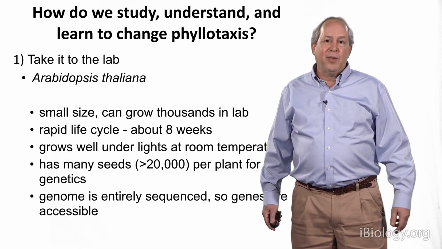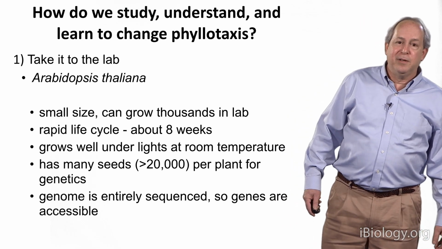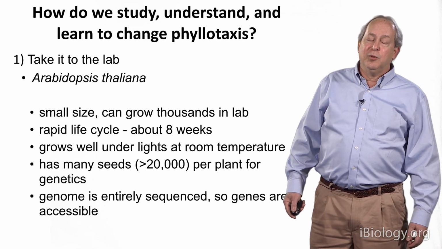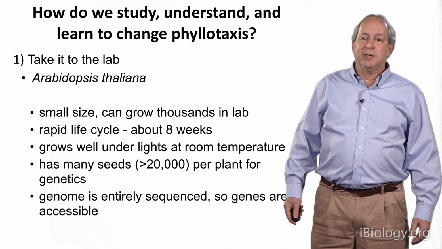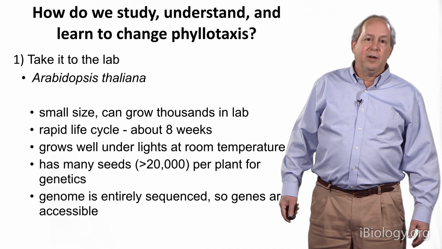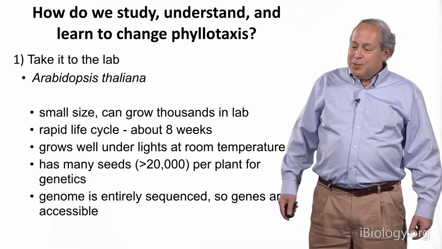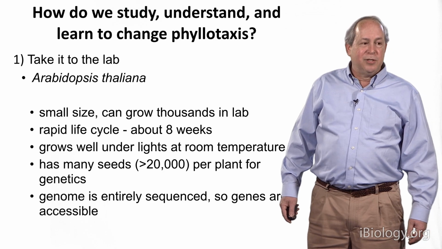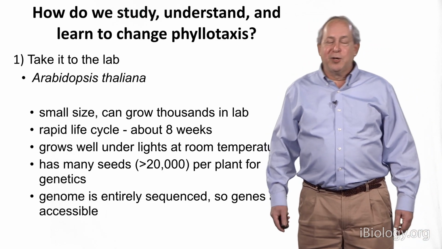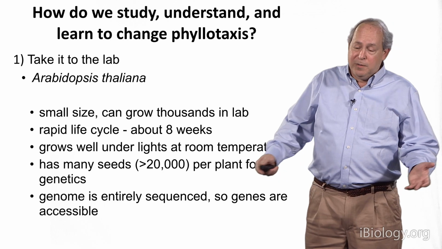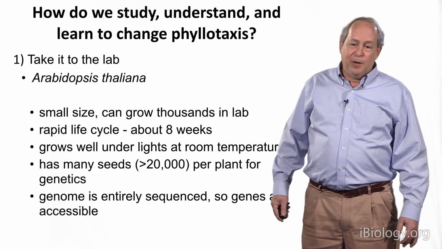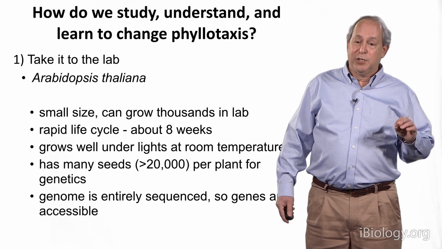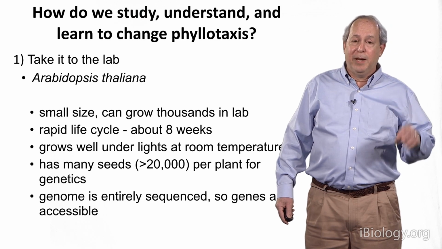You can get about 20,000 seeds per plant. They're very fecund. And as of the year 2000, the genome was completely sequenced. So we know what the amino acid sequence of all of the proteins coded in the genome are, what all the small RNAs coded in the genome are, and we know their relative positions to each other in the genome. So we have an enormous amount of genetic information about this plant.